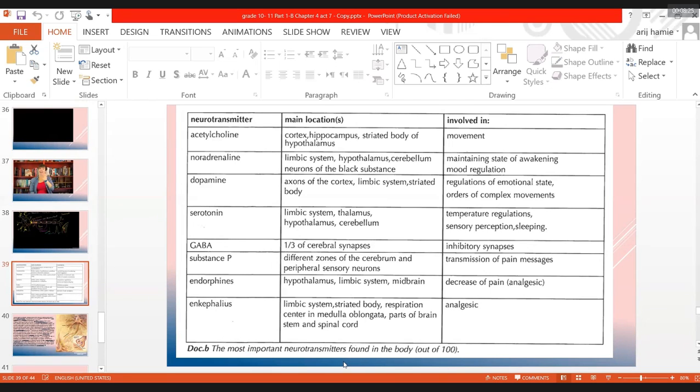So you have here 1, 2, 3, 4, 5, 6, 7, 8 out of 100 neurotransmitters that you have in your body. Okay, good.